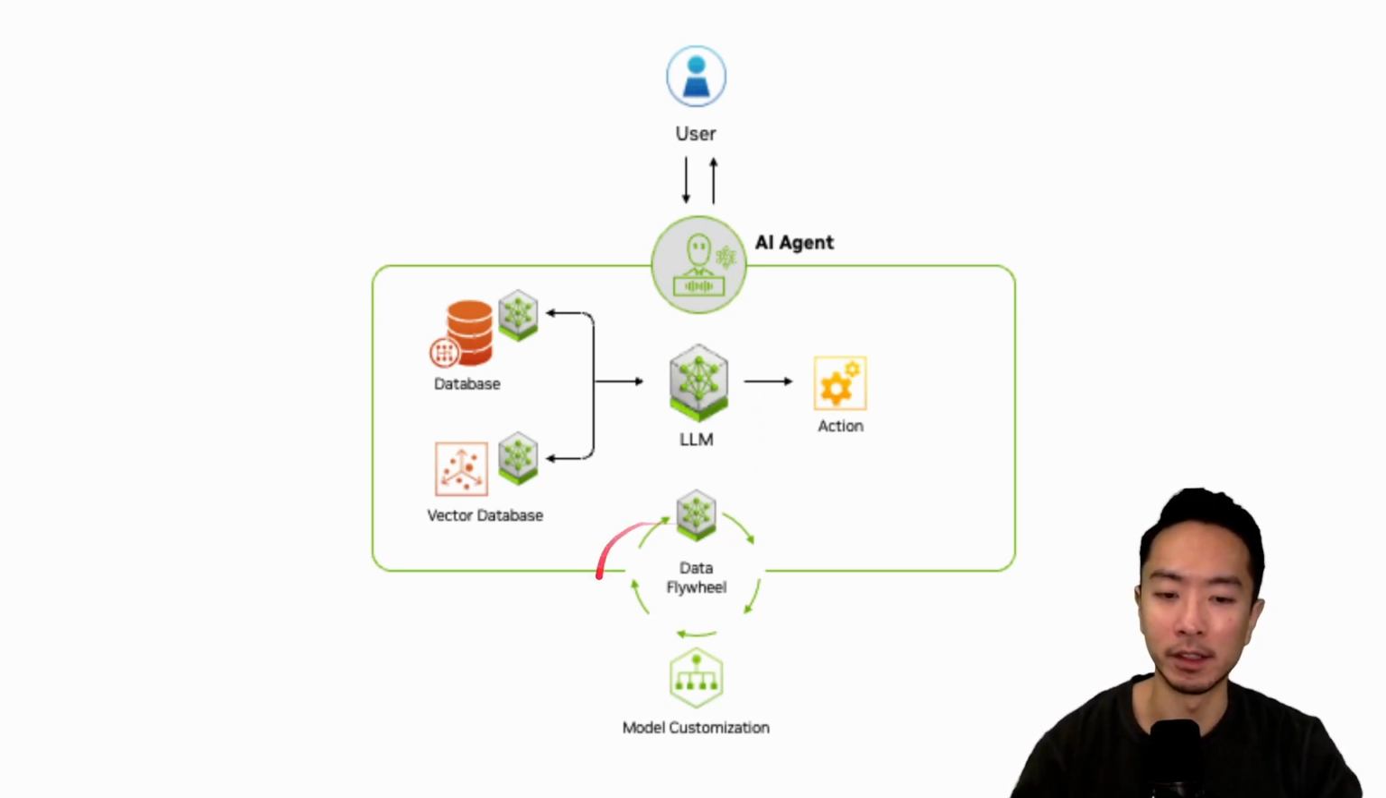Then here we have the data flywheel down at the bottom. This is the learning portion. So this will allow the whole model to get feedback and make improvements over time.